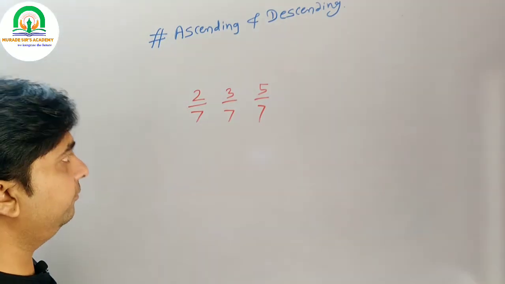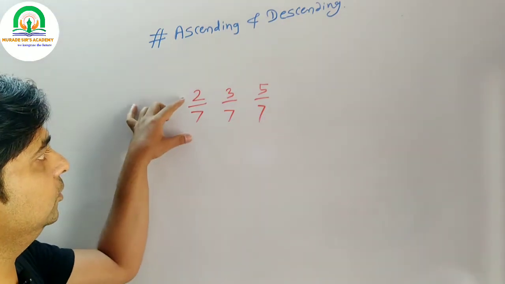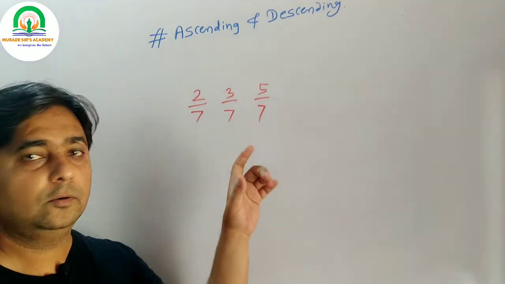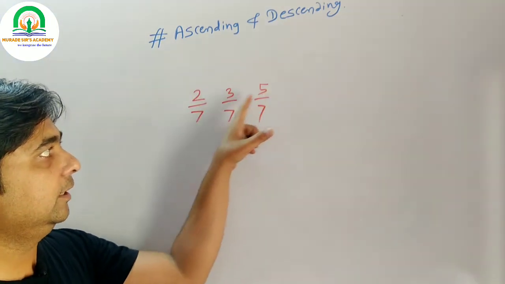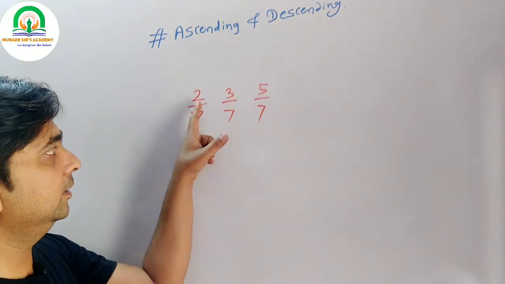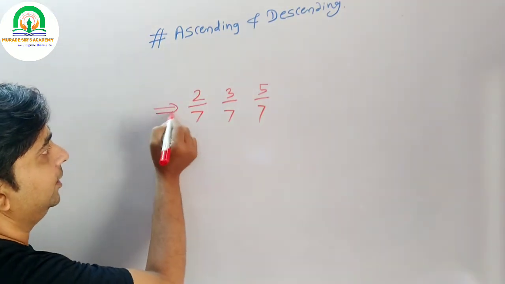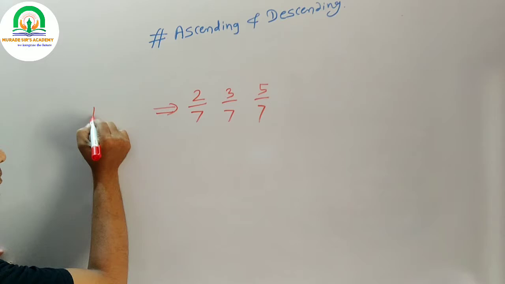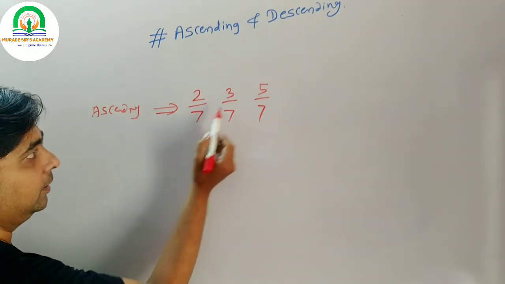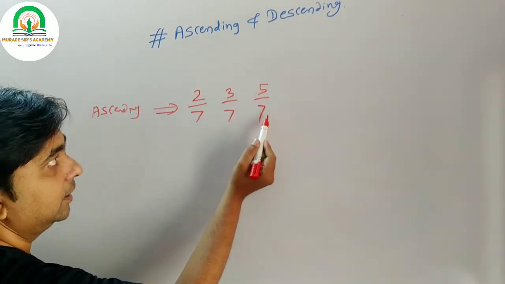We have seen that if the denominators are the same, the numerator value decides which is greater. Okay, it means 5 is greater, then next 3, and the smallest is 2. In ascending order, first the smallest, 2 upon 7, then 3 upon 7, then 5 upon 7, and lastly the greatest number.